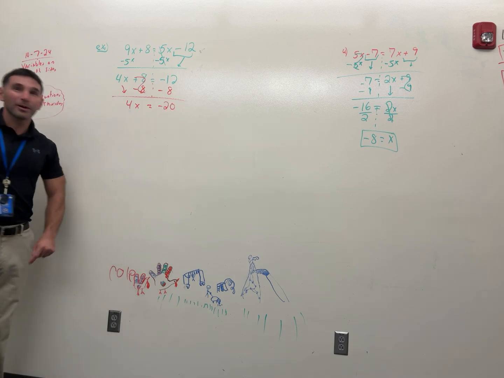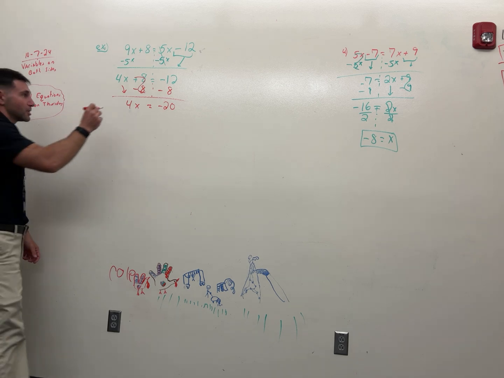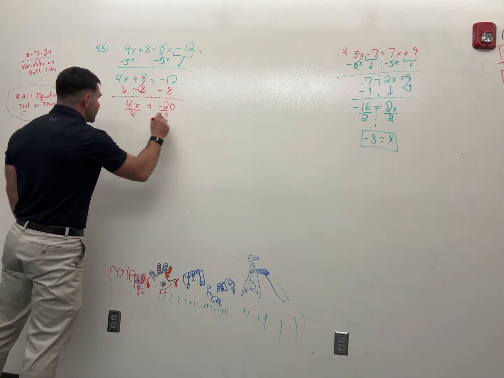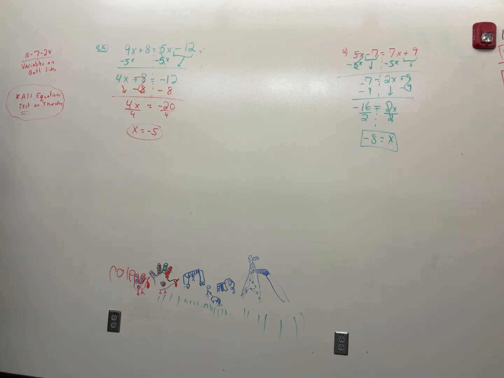Okay, now we're on step 6, isolate the variable. Will you do that with multiplication and division? Y'all did the division. X equals negative 5. Okay, what questions do we have there?